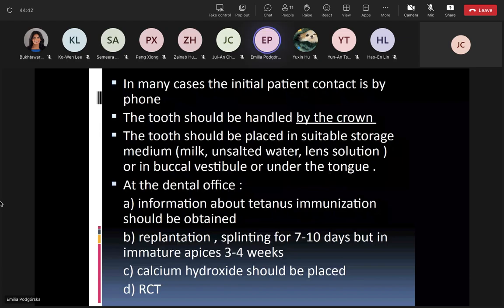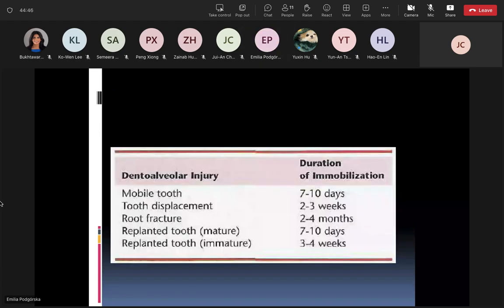Duration of immobilization: mobile tooth, 7 to 10 days. Tooth displacement, 2 to 3 weeks. Root fracture, 2 to 4 months. Implanted tooth, 7 to 10 days. Replanted tooth, 2 to 4 weeks.